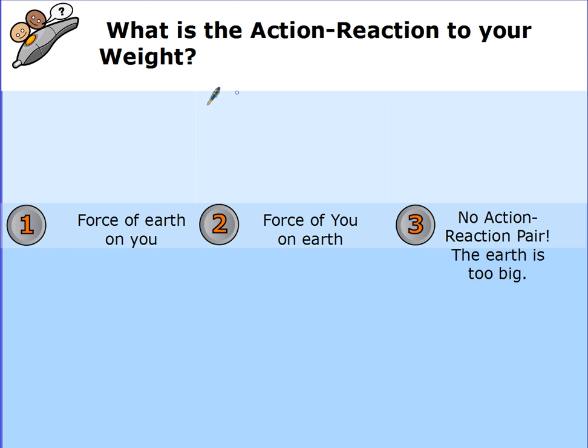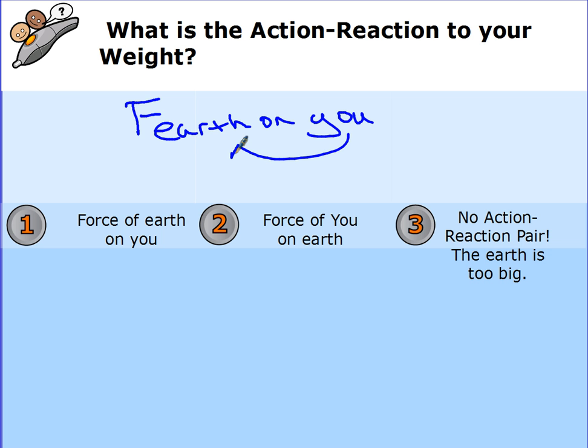What is the action-reaction pair to your weight? Now remember, your weight is the force of the earth on you. Switch the words. So it's got to be the force of you on the earth.